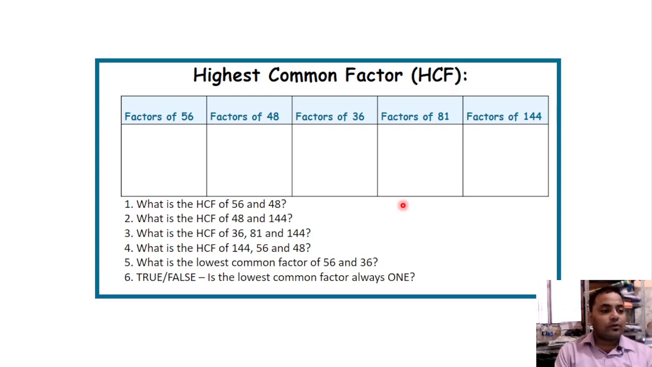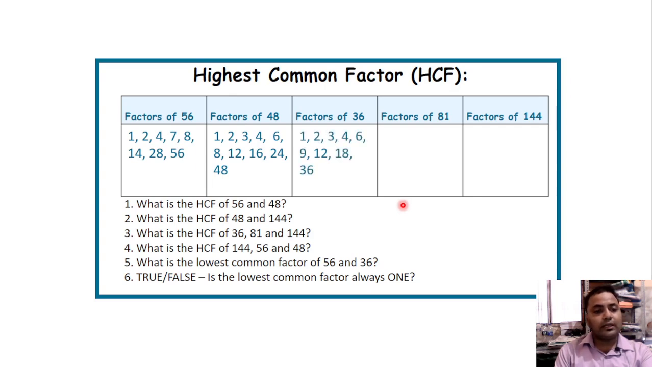Here are the factors of 56, 48, 36, 81, and 144. So 1, 2, 4, 7, 8, 14, 28 and 56 are the factors of 56. 1, 2, 3, 4, 6, 8, 12, 16, 24, 48 are the factors of 48. 1, 2, 3, 4, 6, 9, 12, 18 and 36 are the factors of 36. 1, 3, 9, 27, 81 are the factors of 81.